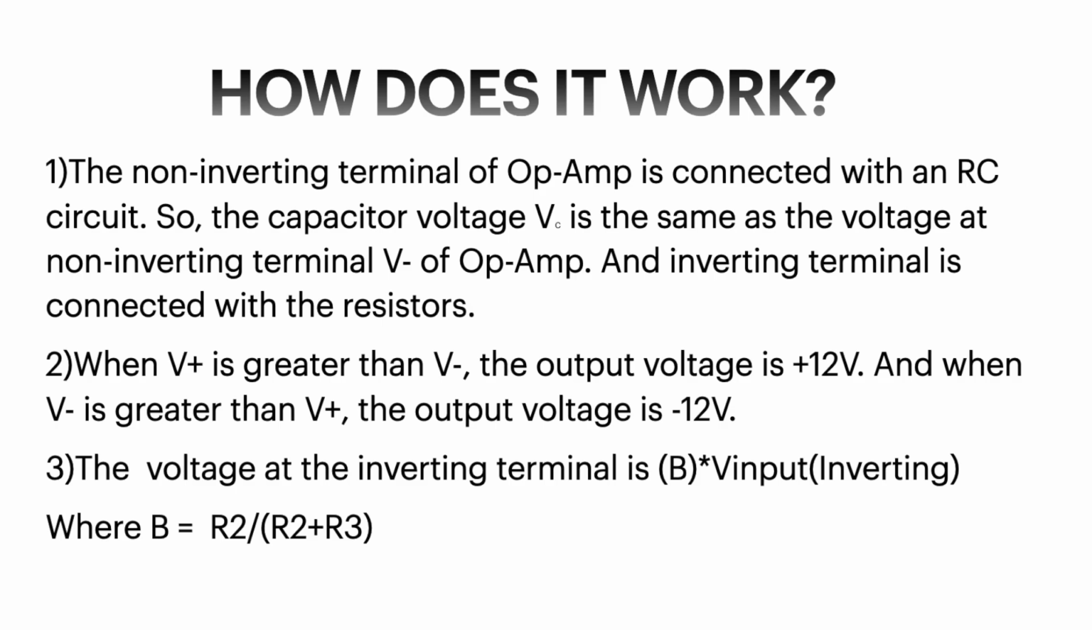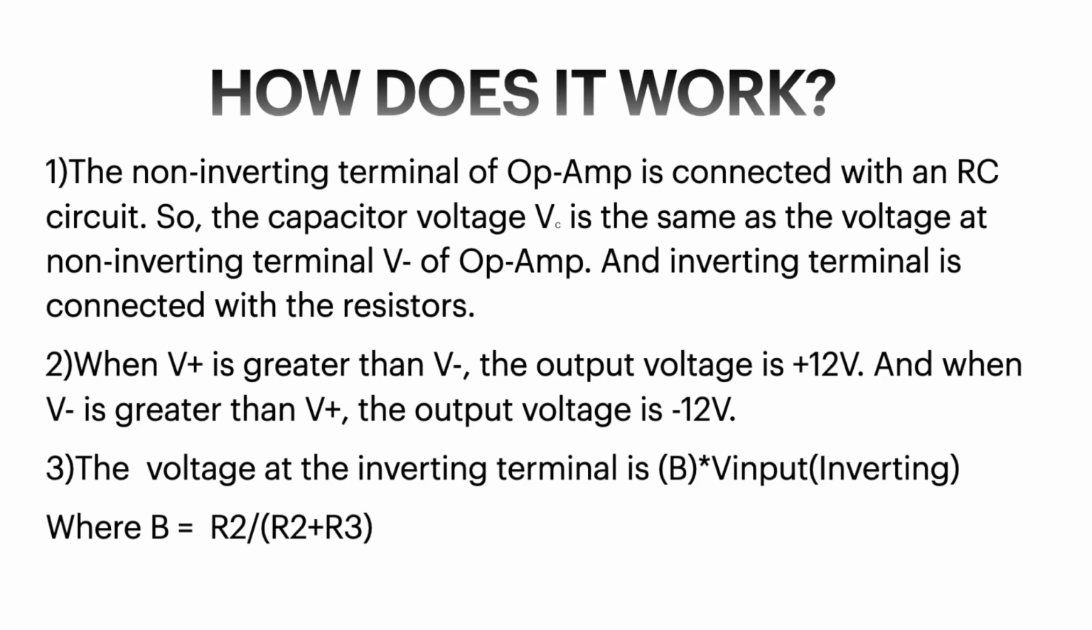How does it work? The non-inverting terminal of the op amp is connected with an RC circuit. So the capacitor voltage VC is the same as the voltage at the non-inverting terminal, V plus, of the op amp, and the inverting terminal is connected with resistors. When V plus is greater than V minus, the output voltage is plus 12 volts, and when V minus is greater than V plus, the output voltage is minus 12 volts.